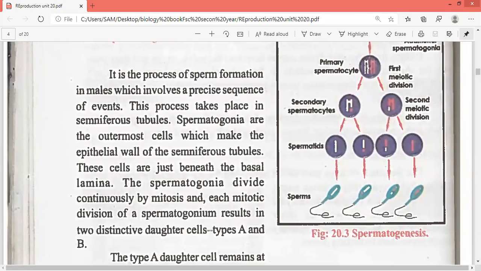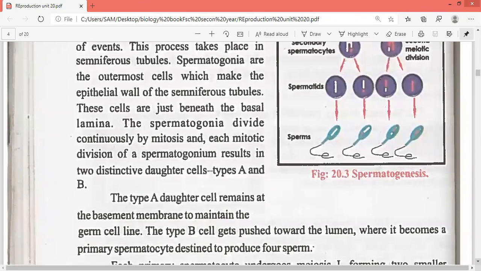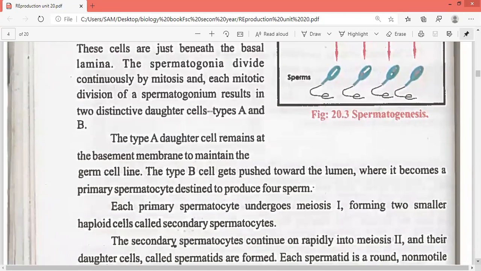There are two types of cells, that is type A cells and type B cells, two distinctive daughter cells. The type A daughter cells remain at the basement membrane to maintain the germ line.